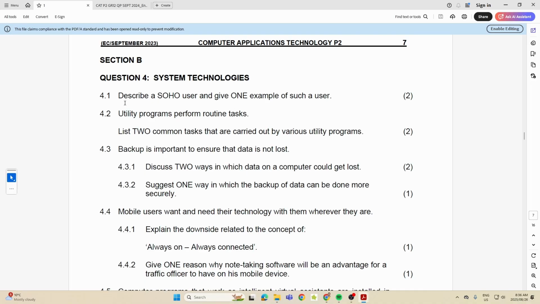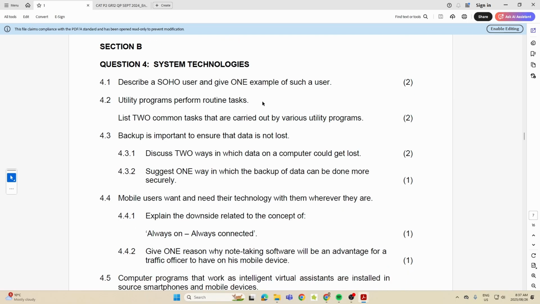Here we've got describe a SOHO user, a small office, home office user, and give an example. So it's 1 mark for describing this, which are users that use entry-level computers for basic things like invoicing and sending out bills and documents and that type of stuff. That could be an estate agent, architect, legal services, anything that can be run from home.